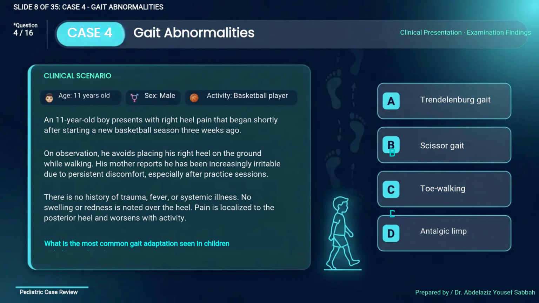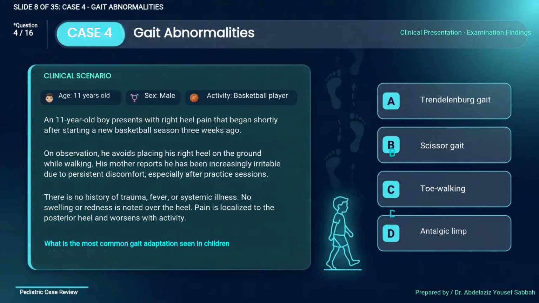Case 4. An 11-year-old male basketball player presents with right heel pain that began shortly after starting a new basketball season 3 weeks ago. On observation, he avoids placing his right heel on the ground while walking. His mother reports he has been increasingly irritable due to persistent discomfort after practice.